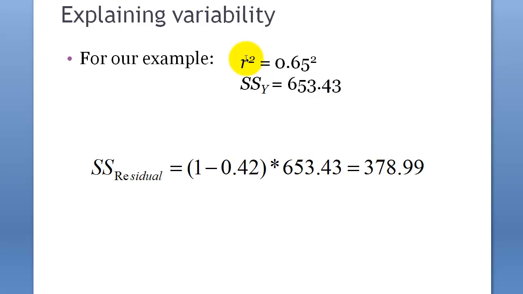Again, R square was 0.42, so 1 minus 0.42 gives you this value, and you multiply that by this total, and then you get 378.99. So that's the unexplained portion of all the variabilities.